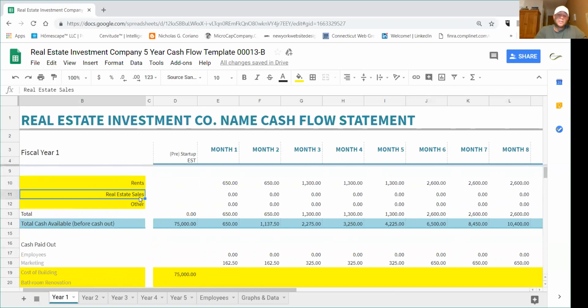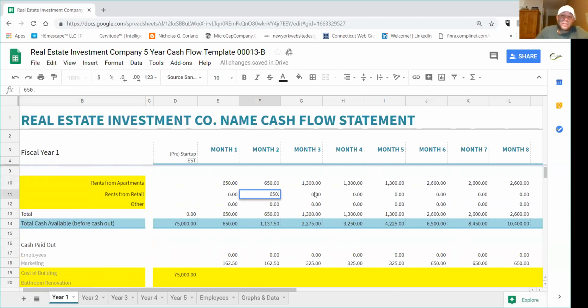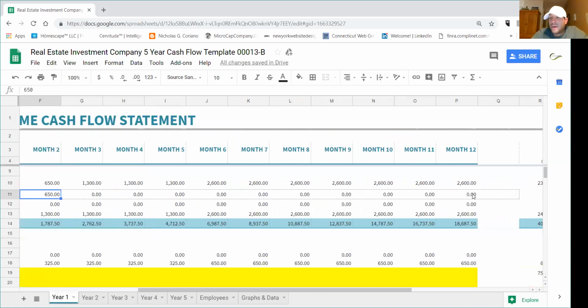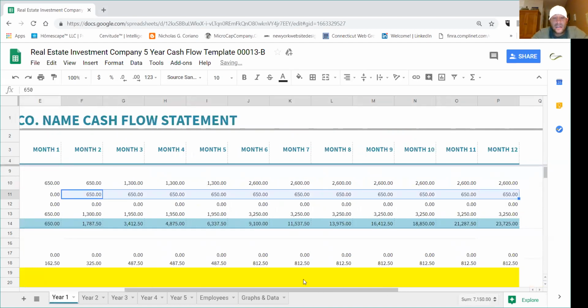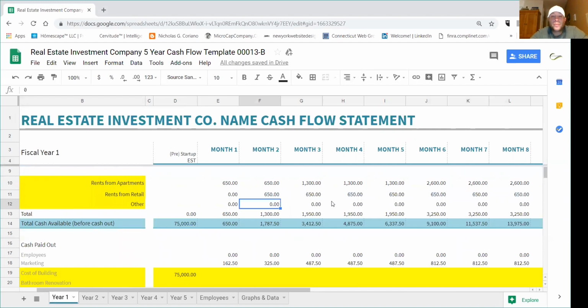Okay. And we're not going to put this here. What we're going to do is change this to rents from apartments. So up here will be rents from apartments. And down here, rents from retail, because we have a retail spot. So I'm hoping that we can get the retail spot rented within the first 60 days at $650. So we're going to stretch that all the way across. Okay. And this is 4 apartments. I'm sorry, this is 4 apartments. This is 2 apartments. This is 1 apartment.